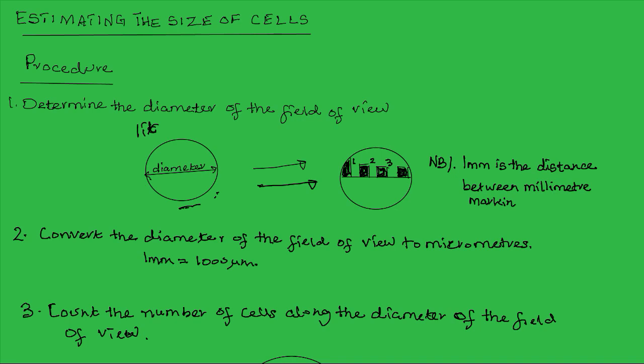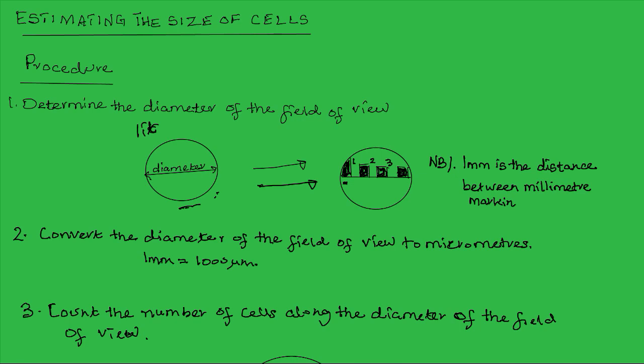Now position the ruler across the center of the field of view with one dark line of the millimeter marking touching the left edge of the field of view. This will make it easier to determine the distance across the diameter. So you place the ruler such that one of the markings touches the left edge of the field of view.